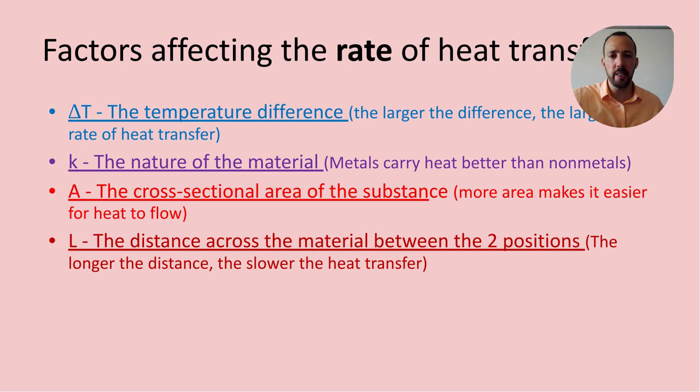So factors affecting the heat rate, we just talked about these. The temperature difference: the larger the difference in temperature, the larger your rate of heat transfer will be. The material itself, so some materials carry heat better than others. The cross-sectional area, again, if you're talking about windows, the larger the window, the more opportunity there is for heat to transfer. And L, how thick. Let's say, again, if we're talking windows, how thick are the panes of glass? Is there a vacuum or air space in between?